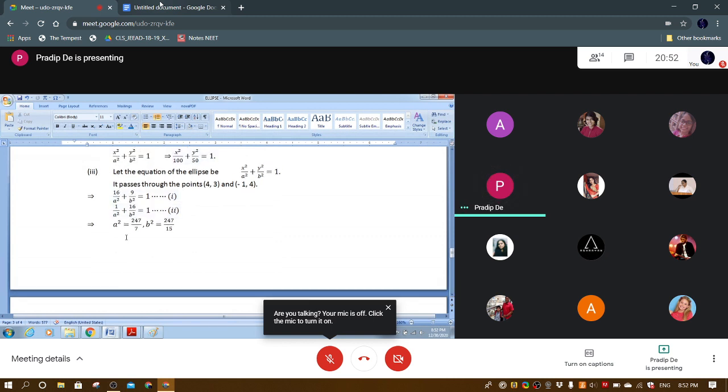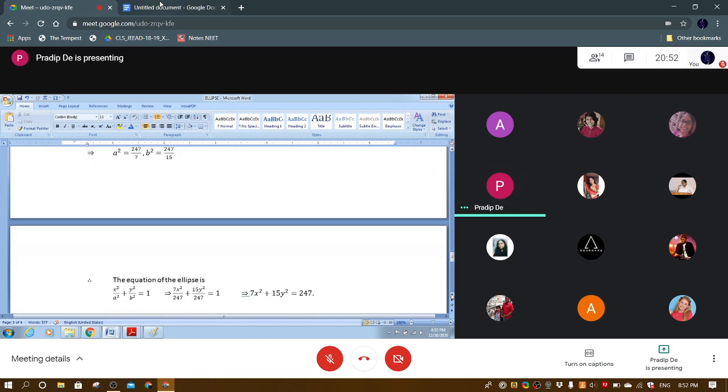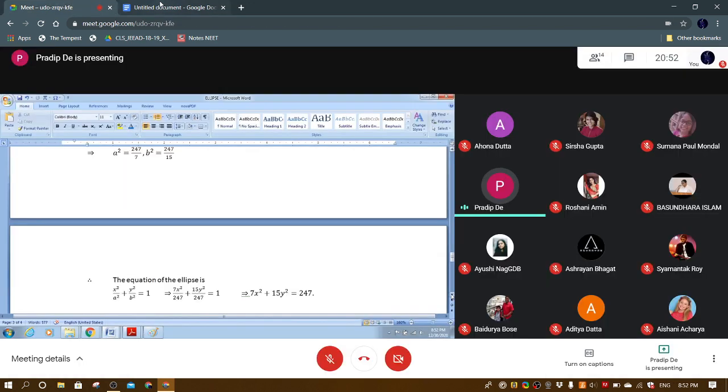These are the equations. After solving, you get a square equal to 247 upon 7, b square equal to 247 upon 15. Let's not waste time. Take it down. And after finding a square and b square, simply substitute in the equation x square upon a square plus y square upon b square equal to 1. So, the equation is 7x square plus 15y square is equal to 247.